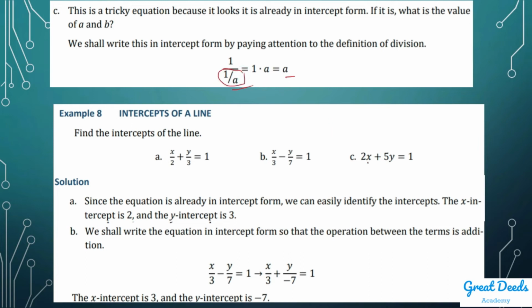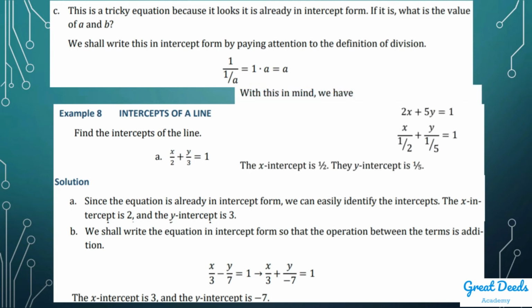So this means you can write this as x over 1/2. X divided by 1/2 is the same as 2 times x. The same with this term. You can write that as y over 1 over 5, and then it's equal to 1. So in this case, it's now easy to see the x and y intercepts. The x-intercept is 1/2. The y-intercept is 1/5.